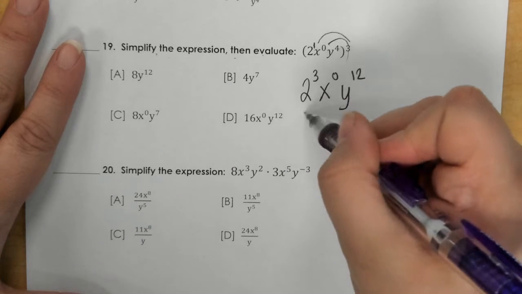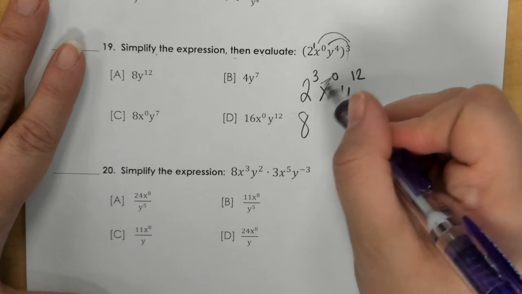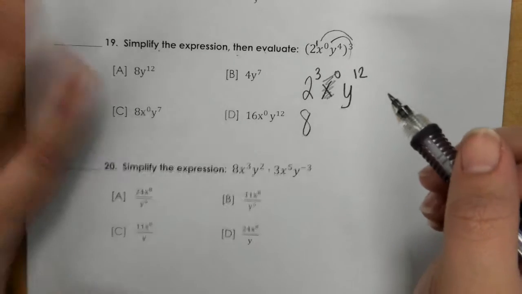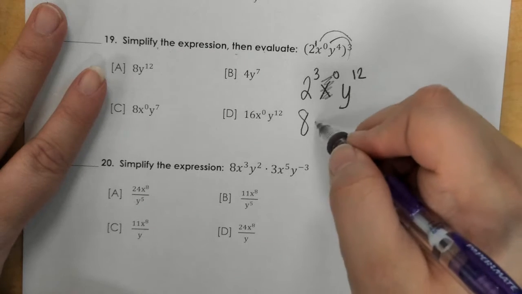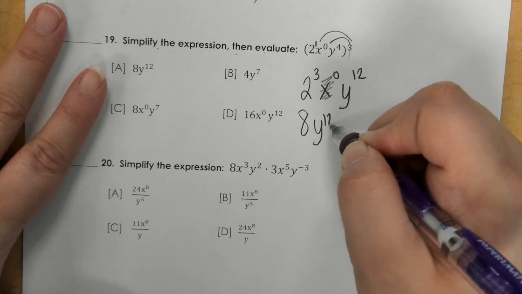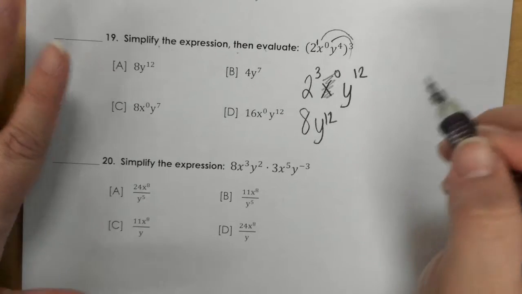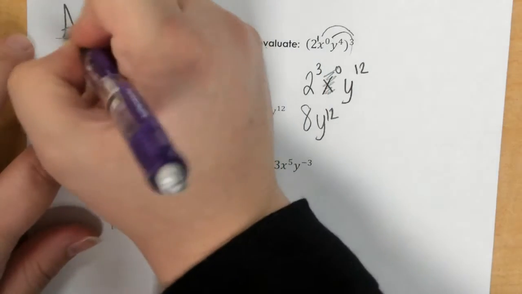So 2 to the 3rd power is 8. X to the 0 is just 1, so we don't need that really. And then you bring down y to the 12th. So A is my solution.